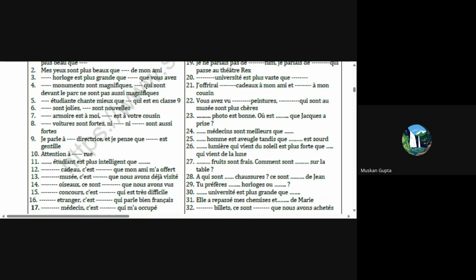Ninth, je parle à cette directrice, celle-ci. Correct. But again, because we're talking about the same thing, it's the same person, no? I'm talking to this directress, and I think the one here, so it's celle-ci or celle-là. Okay, you can use either. Okay. Seventh.